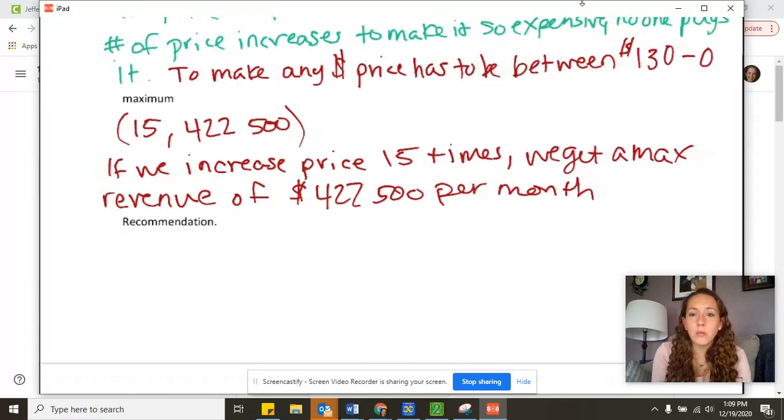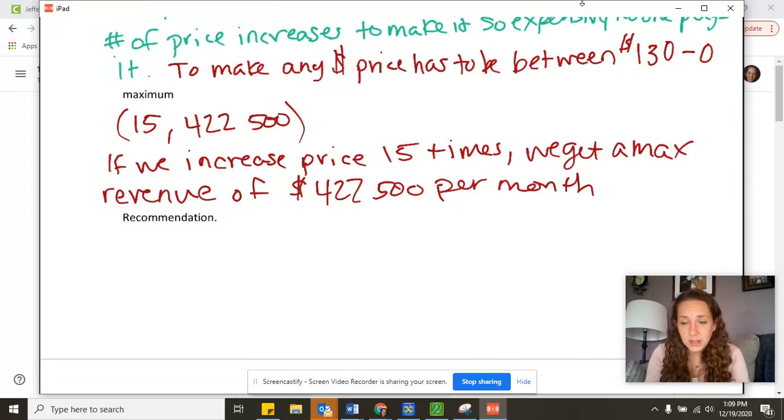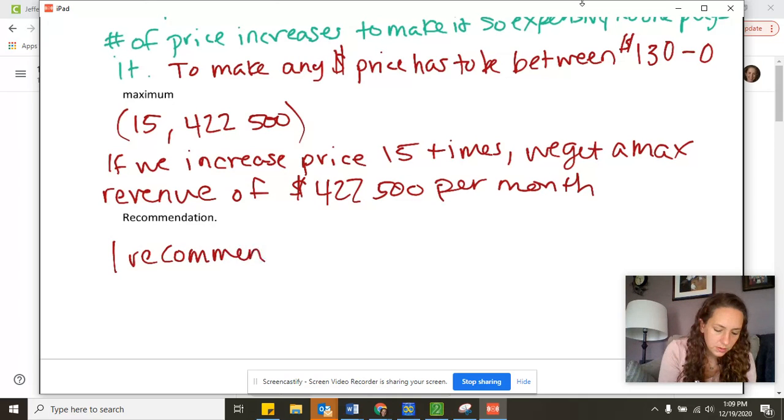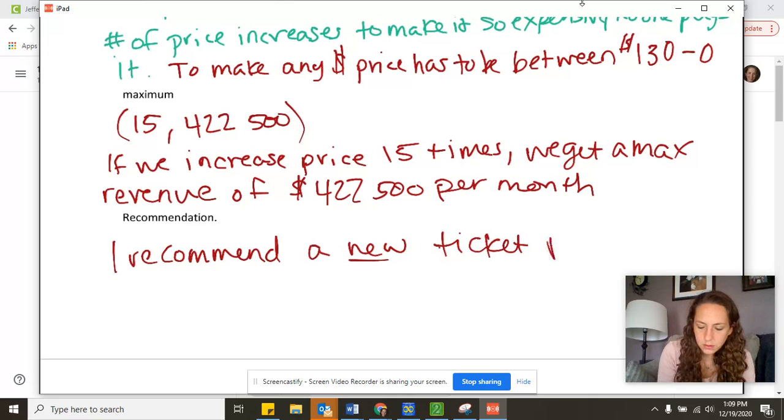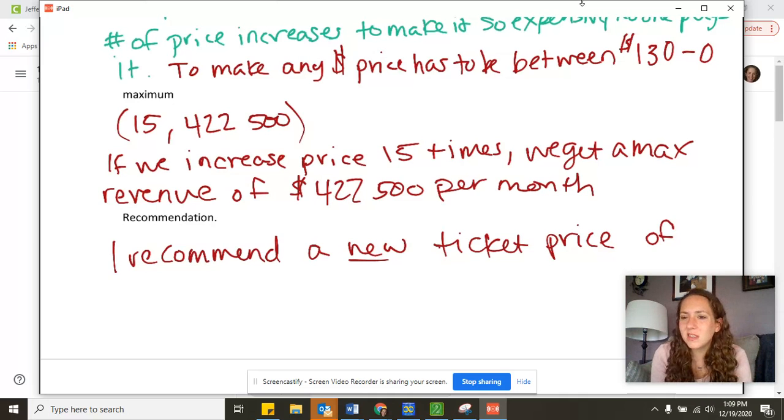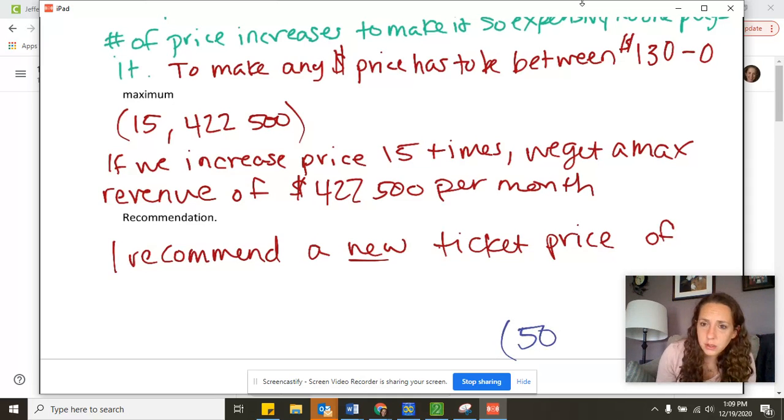I'm going to make a recommendation, and that is where I'm going to actually say, I recommend a new ticket price of, and then obviously in our case, it's a $1 increase, but remember that's not always the case. Sometimes you're increasing by $2. So you actually have to figure out what the actual new price would be. Be careful with that. It doesn't just mean you have that number. But in this case, I'll do it off to the side. So it'll be $50 to where you started.